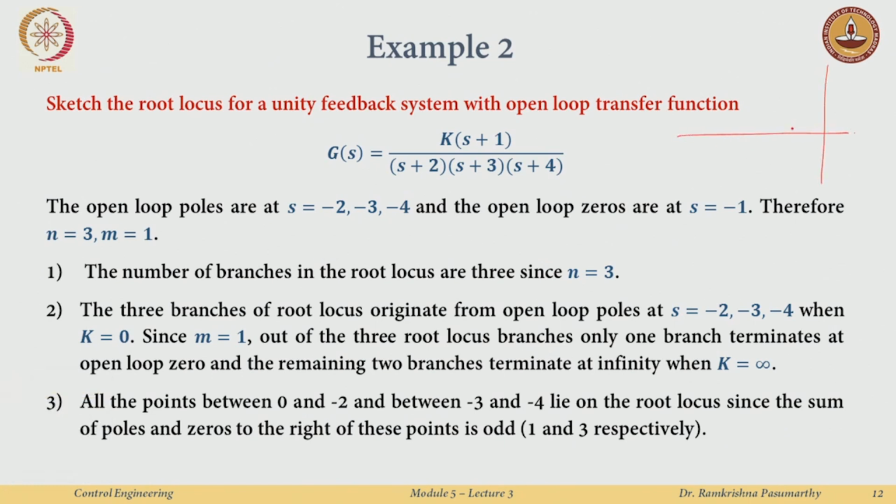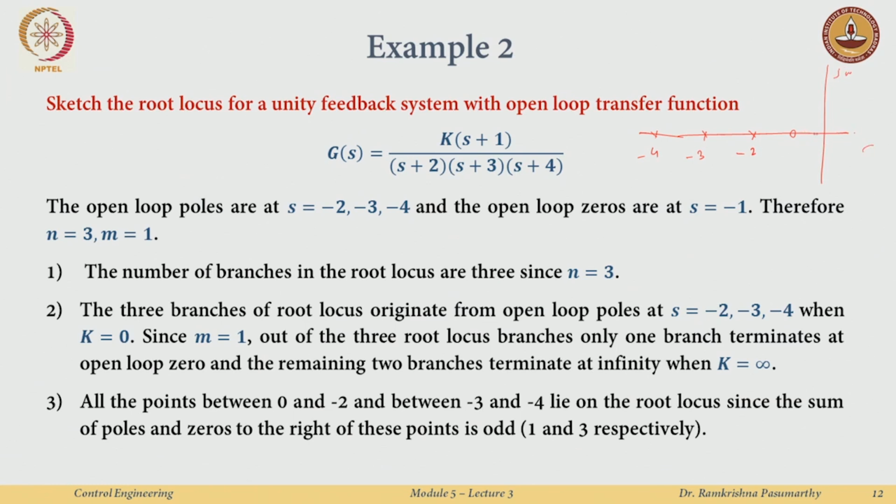Okay. So at k equal to 0, my root locus will be at these poles: minus 2, minus 3 and minus 4. Okay. So rule number 3: which part of the root locus on the real axis will be on the root locus? Okay, let us start from here.